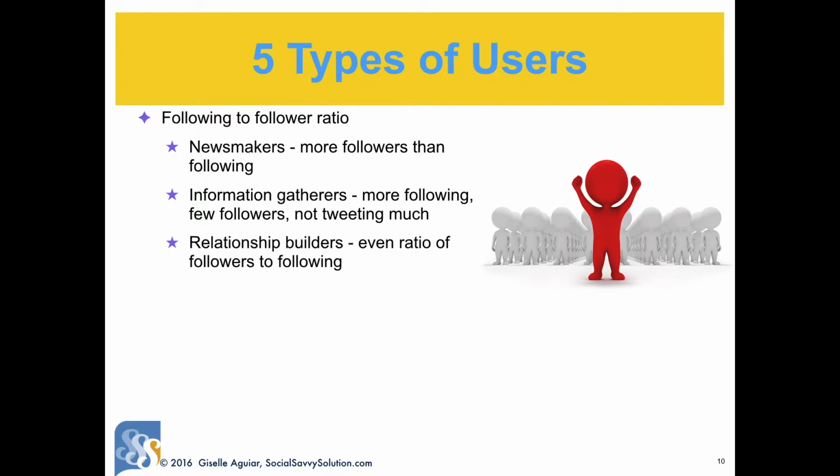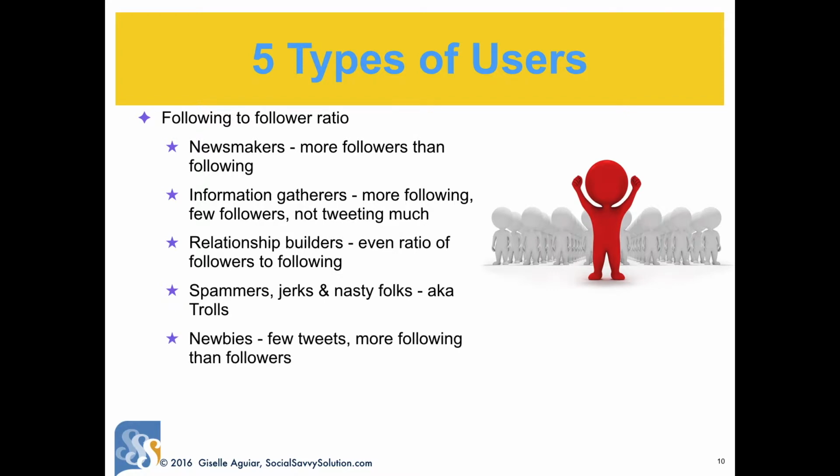Relationship builders, even ratio of followers to following. These are the people that you want to follow. And on the newsmakers, you want to find the influencers in your industry and make friends with them. Then you've got your spammers, your jerks, and your overall nasty people. They're also known as trolls, okay? Report these people. If they become a pest, you can block them, but they're out there. Everyone needs to start somewhere, so there are newbies. So there's few tweets, more following than followers, and you can see on their accounts when they joined Twitter.